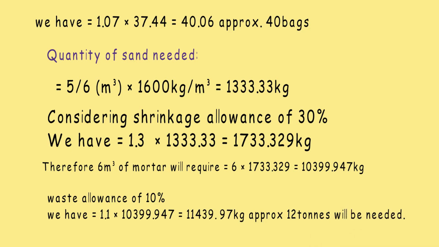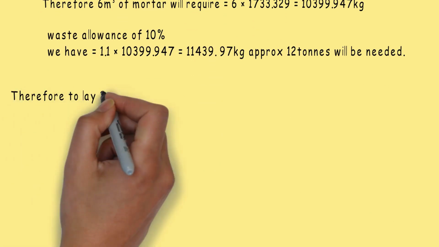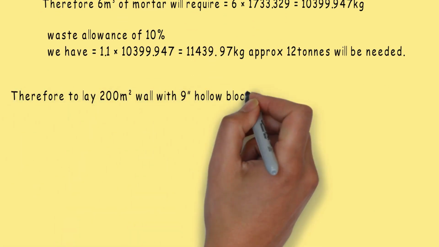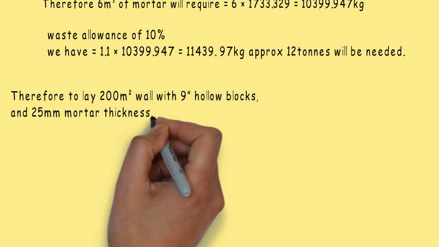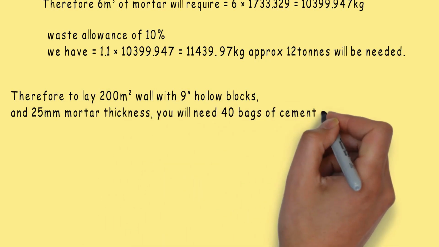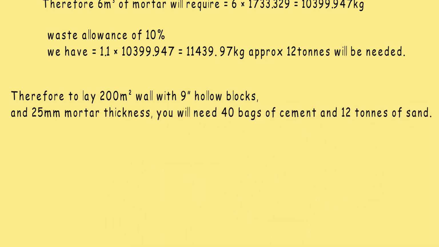Therefore, to lay 200 meter square wall with 9 inches hollow blocks and 25 mm mortar thickness, you will need 40 bags of cement and 12 tons of sand. Also, this calculation can be used for quantity of mortar for plastering an area of wall. What you just need to know is the thickness of the plaster, and you apply the same method we have applied here.